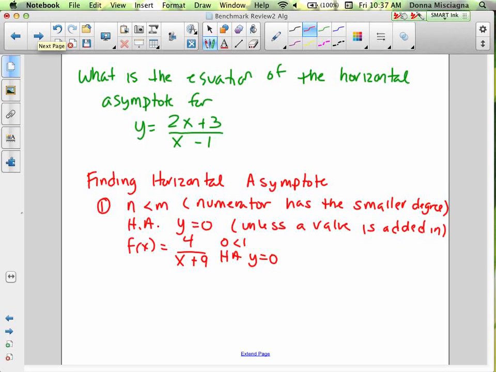Right? And it doesn't matter if there were x's on it. That could be 4x cubed and the denominator have x to the 4th. So long as the numerator has the smaller degree, the horizontal asymptote is y equals 0. That's because the denominator is growing much faster than the numerator is. Especially in this case, the numerator is just going to be 4 all the time. The denominator is going to get bigger as x gets larger.